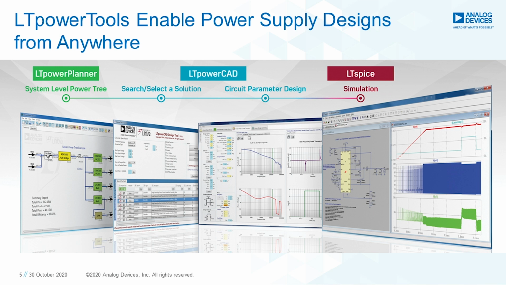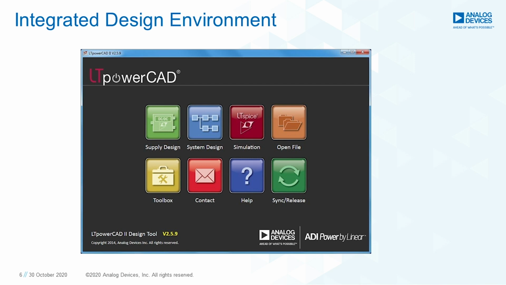The LT Power Tools suite is an integrated set of power design tools that makes designing a power system easy. The design flow starts with LT Power Planner, which is a visual power tree block diagram generator that allows you to draw the system block diagram, compare different topologies, and quickly estimate the system performance, such as efficiency and power loss. You then move to LT Power CAD tool, which allows you to search and select the best solution for each of the blocks in the power tree.